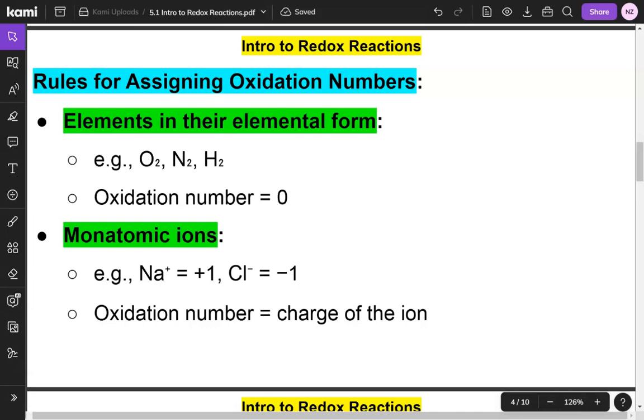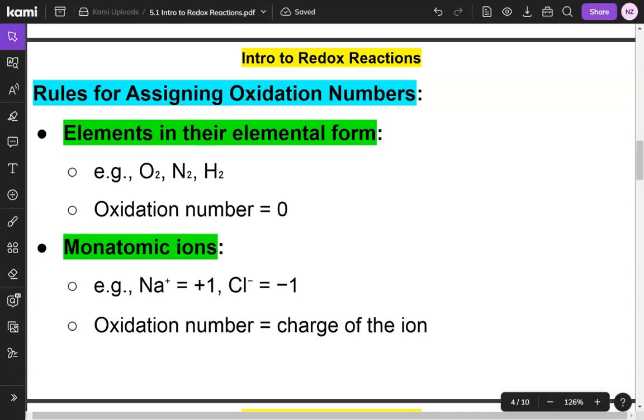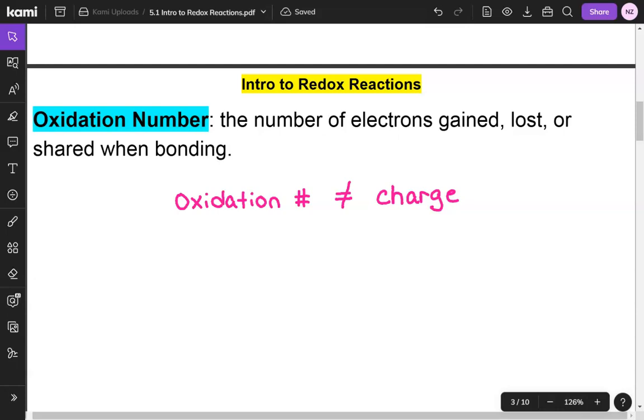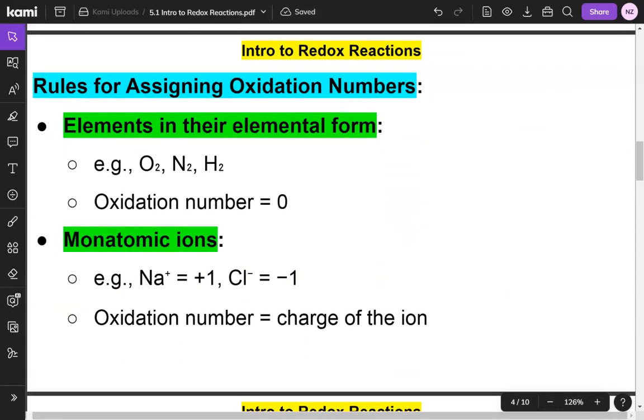So we're going to go through some rules for assigning oxidation numbers. The first rule, when you have elements in their elemental form, such as oxygen, nitrogen, or hydrogen, their oxidation number is 0. That's it. Monatomic ions, such as sodium, which of course has a +1 charge, and chlorine, which has a -1 charge, the oxidation number is going to be equal to the charge of the ion. So again, oxidation number is not the same thing as charge. However, in this case, it is. They are the same thing. So that is only for monatomic ions.